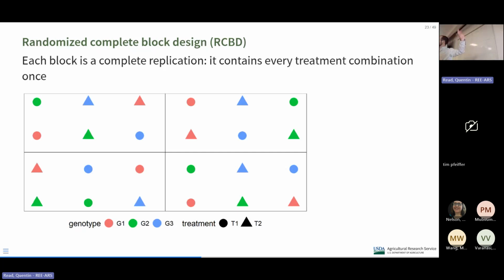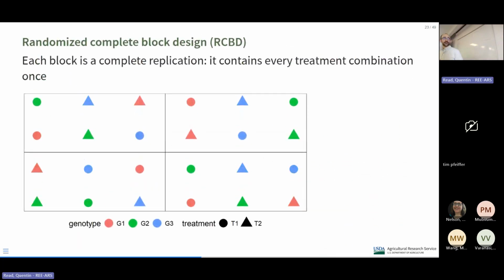So this is the same. Let's say we had our 3x2 study with 4 reps, just like in the CRD example. Now you can see there's 4 sectors that we've divided this area into, each of which is a complete replication. It contains every one of the 6 treatment combinations exactly one time.